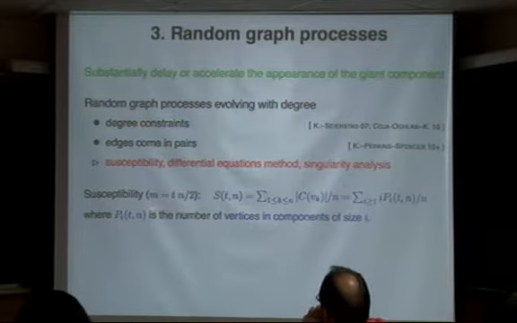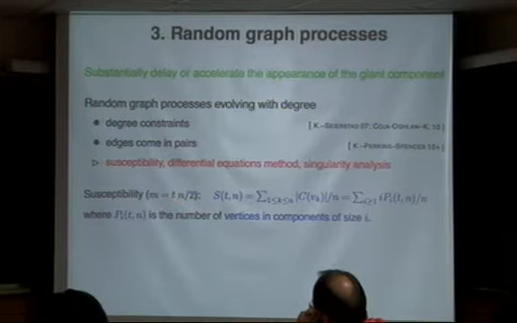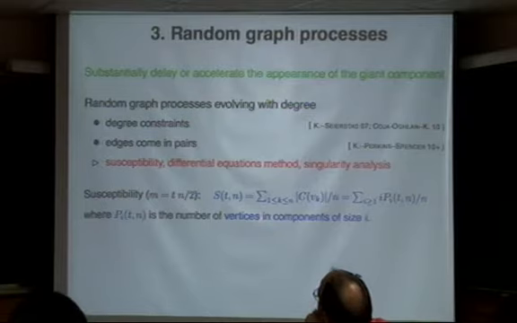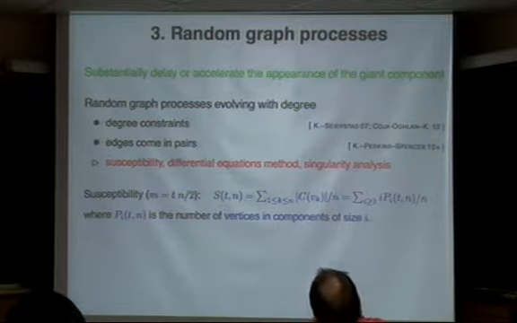And the number of edges is parameterized by t times n over 2. So before I used the constant c to indicate the average degree, but now t means the time. So we let t be the average degree, but by the way, as a time t. Then given t and n, we define the susceptibility to be the average component size: the sum of the sizes of the component for each vertex, divided by n.